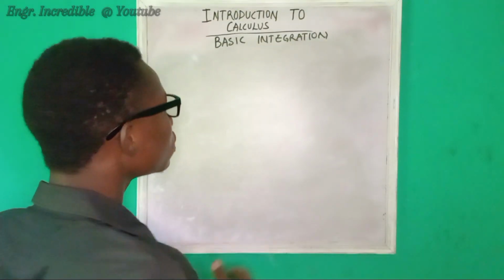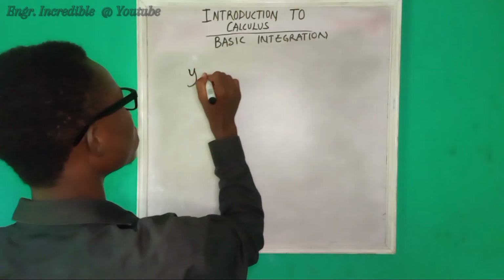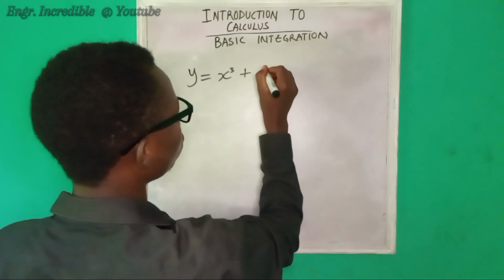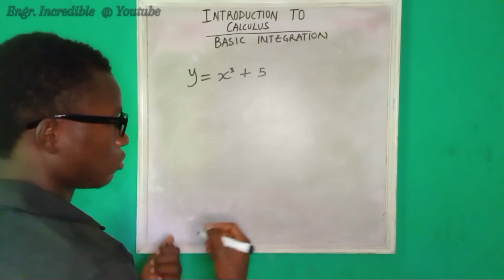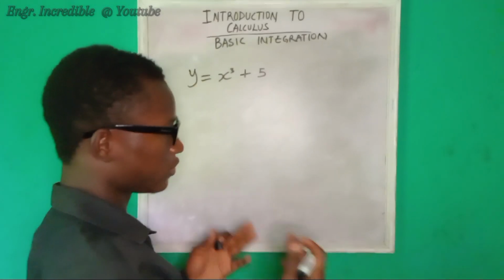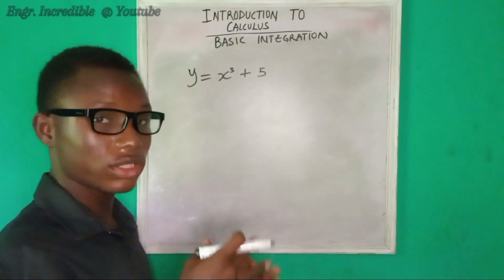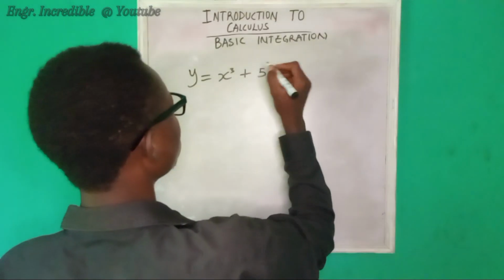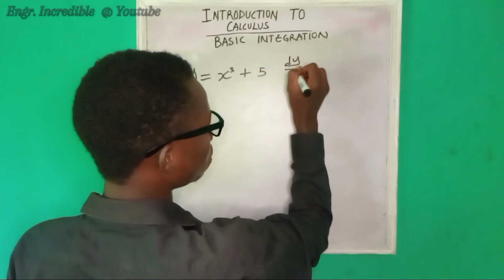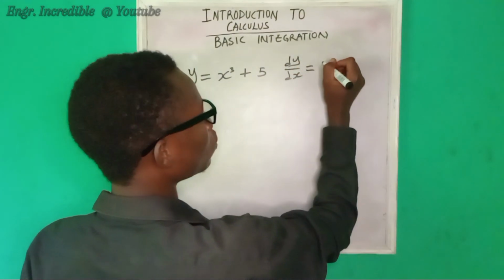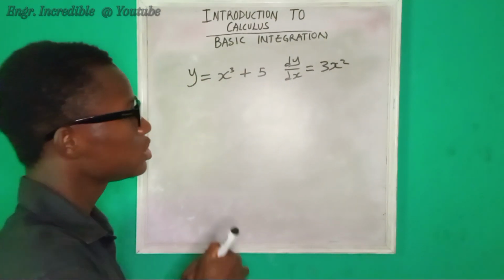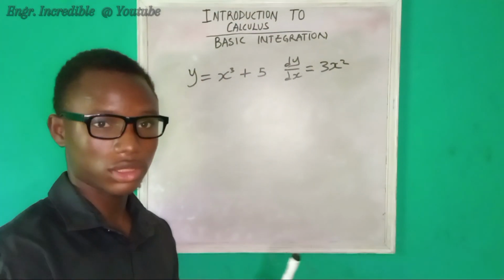So now let's say we have y is equals to x cube plus 5. If we had to differentiate it, that is not integration yet. This differentiation I want to show is whatever we differentiate that we actually have to integrate. So the differentiation of this is dy dx is equals to 3x squared. The 5 will become 0. This is the differentiation form. This is what it is.